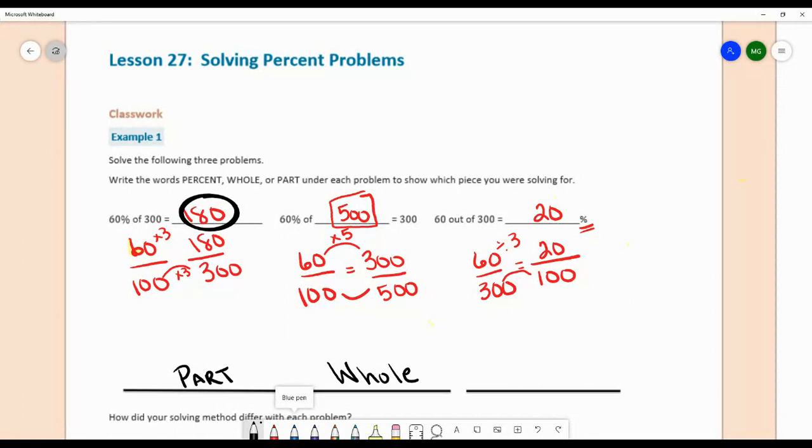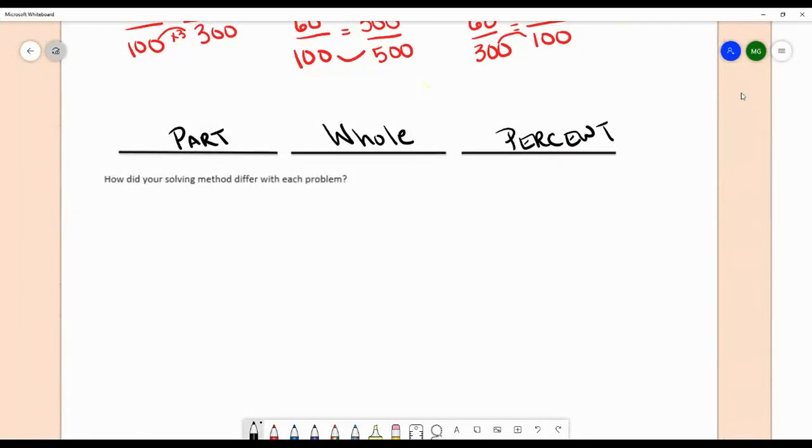And then the last part of it, it says 60 out of that 300 is, and then we already underlined that. We wanted that percent. So we know that in this case, we want to know what the percent is. So again, we are finding the part here in the first one. We were finding the whole thing in the second one, and then the percentage in the third. I'm going to go ahead and scroll this up a little bit so I can look at the question down below. And that question said, how did your solving method differ? What changed?